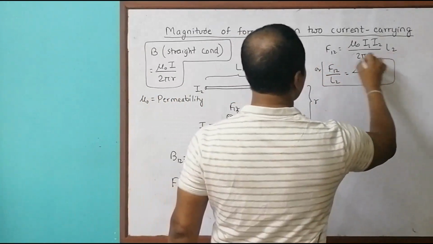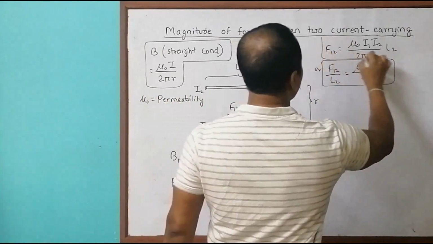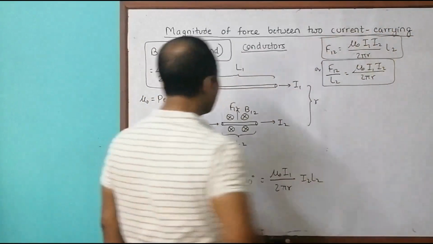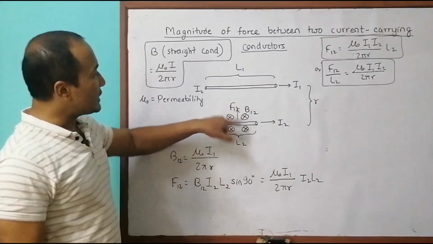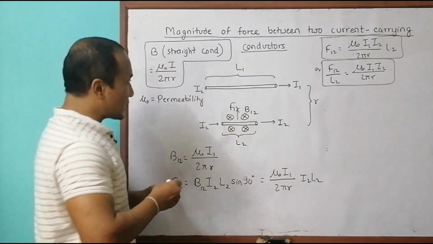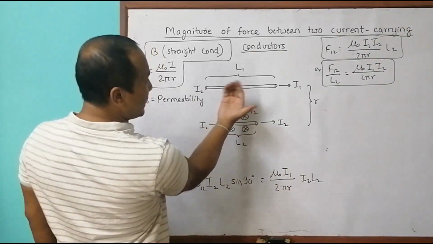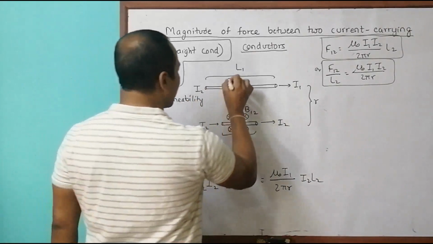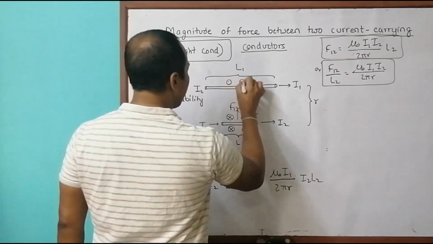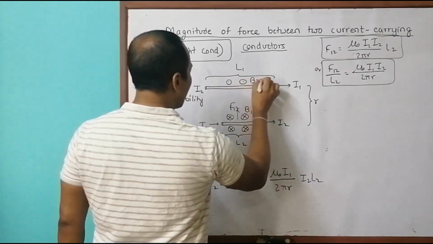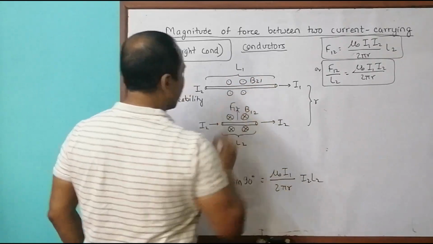So F12 is by L2 is this much, and F12 equal to this much. Now let's go for its action on this. The action will be current flowing like this, and here the magnetic field will be coming towards the observer, or towards you. So this is the magnetic field, B21.